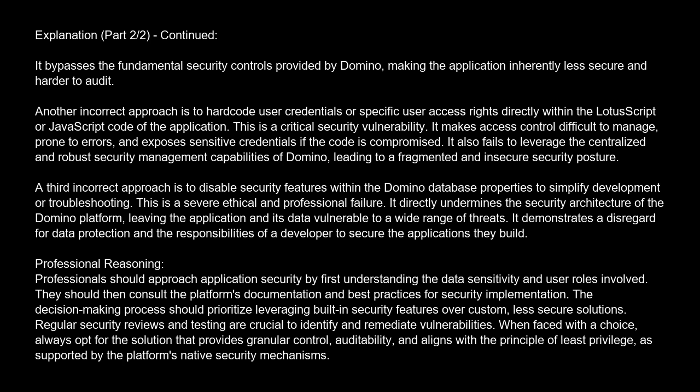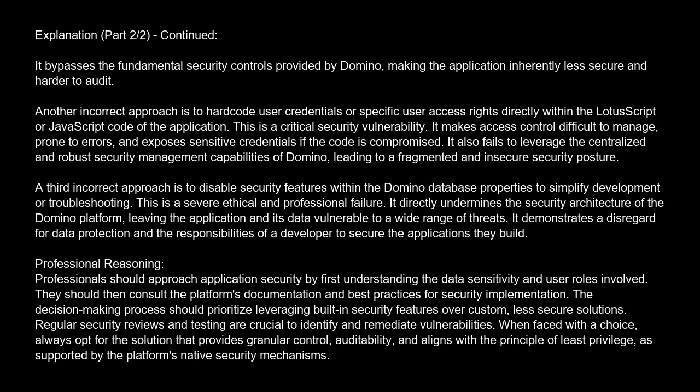A third incorrect approach is to disable security features within the Domino database properties to simplify development or troubleshooting. This is a severe ethical and professional failure. It directly undermines the security architecture of the Domino platform, leaving the application and its data vulnerable to a wide range of threats. It demonstrates a disregard for data protection and the responsibilities of a developer to secure the applications they build.